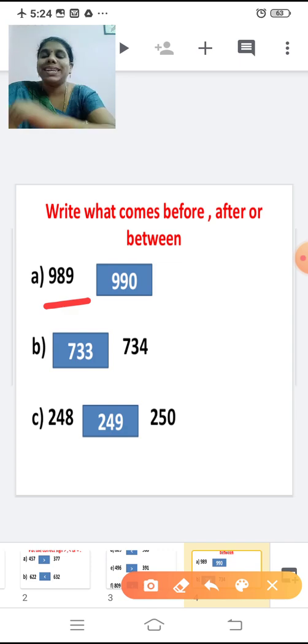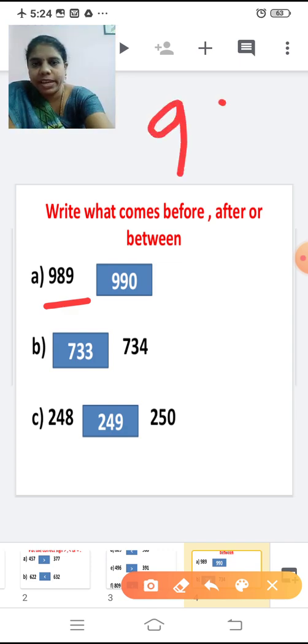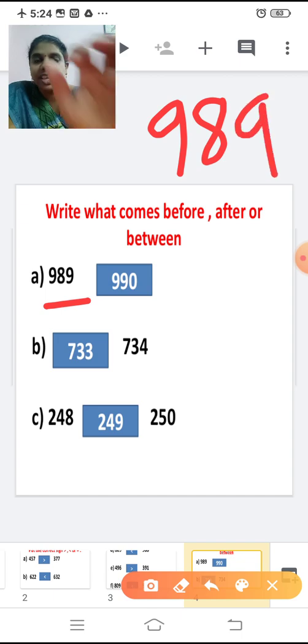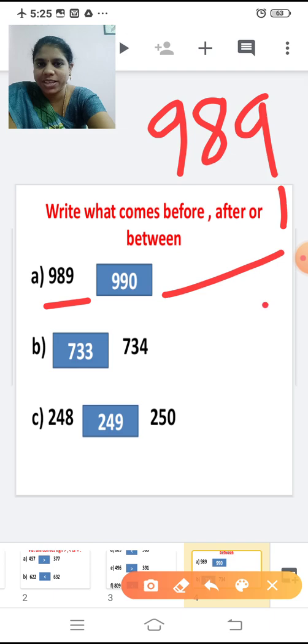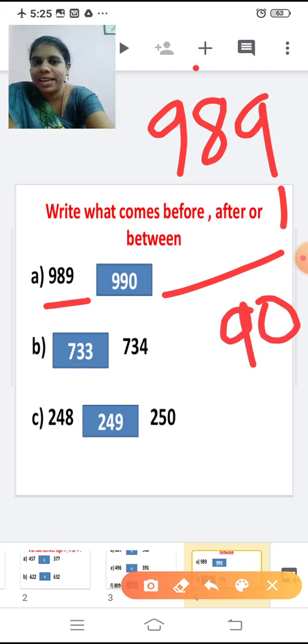So now 989. We are going to write the after number. Now tell me children, what number will come after 989? You're going to add one more to it, or else what number will come next to that? You just think and tell me. 9 plus 1, 10. 0, 1 is carried over. 8 plus 1, 9. And this 9 will come.